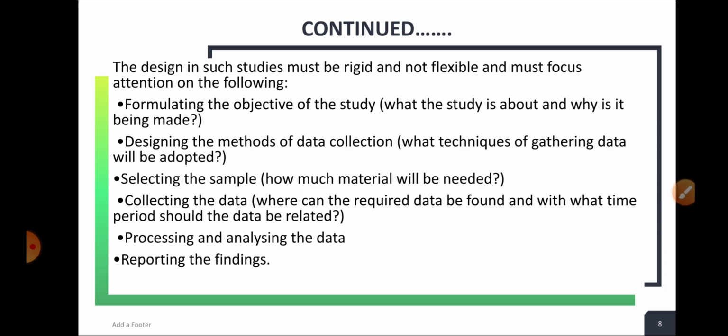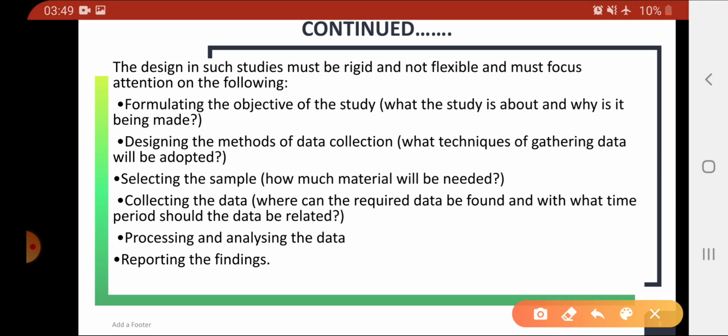Now to continue, if the design is to be prepared, then they have to think of these points: formulating the objective of the research, designing the methods of the research, designing the method of data collection, selecting the sample, collecting the data, processing and analyzing, then reporting the findings. The researcher should make sure that whether he is using descriptive or exploratory research, he is able to formulate the objective, design the method for data collection, select the sample, collect the data, process and report.